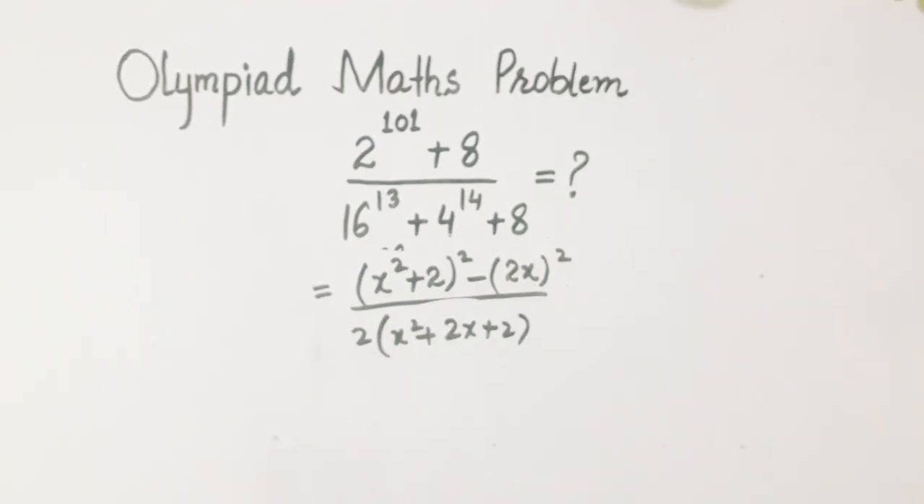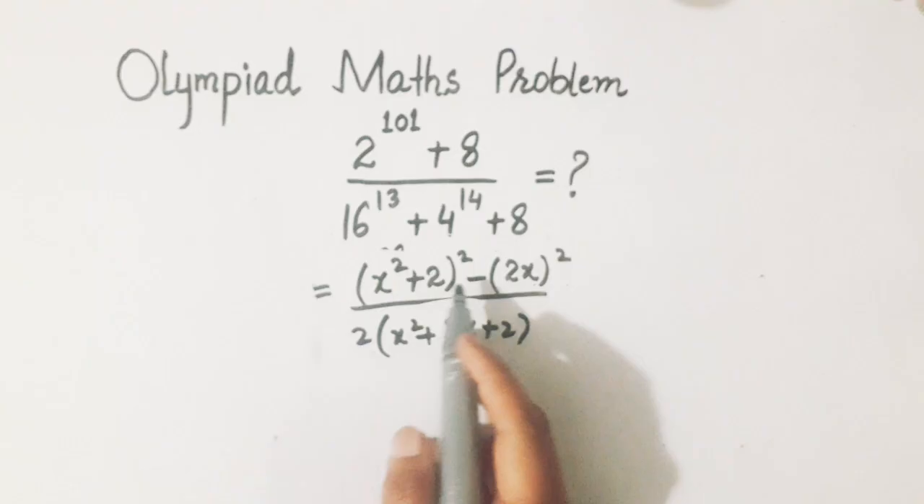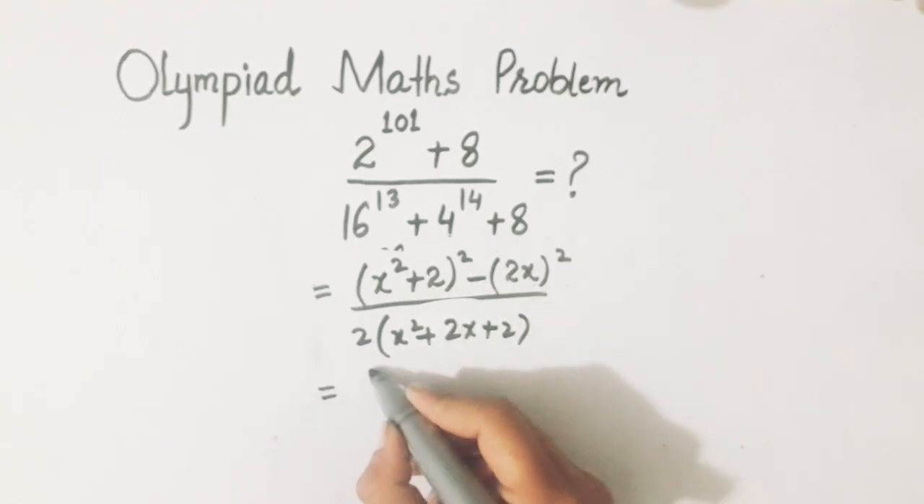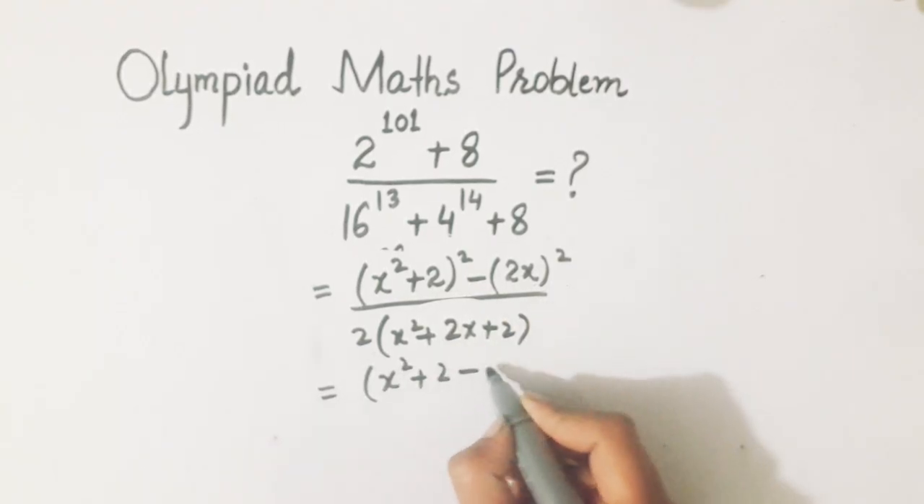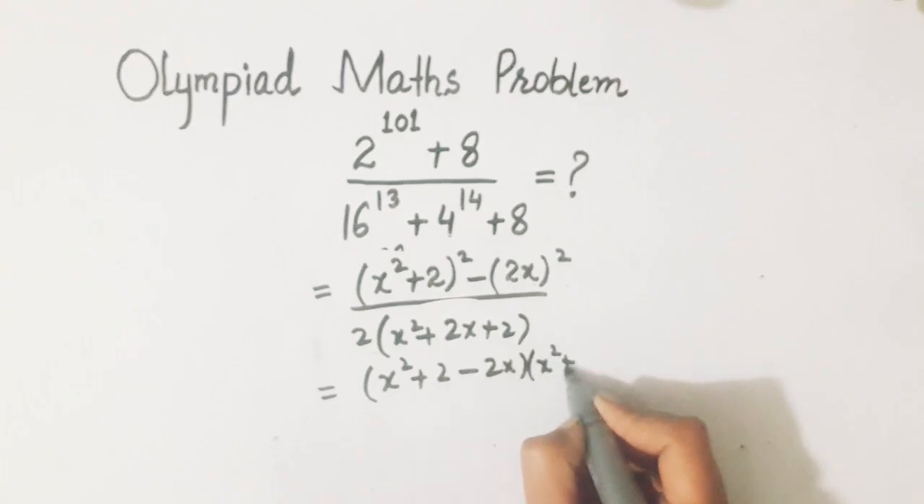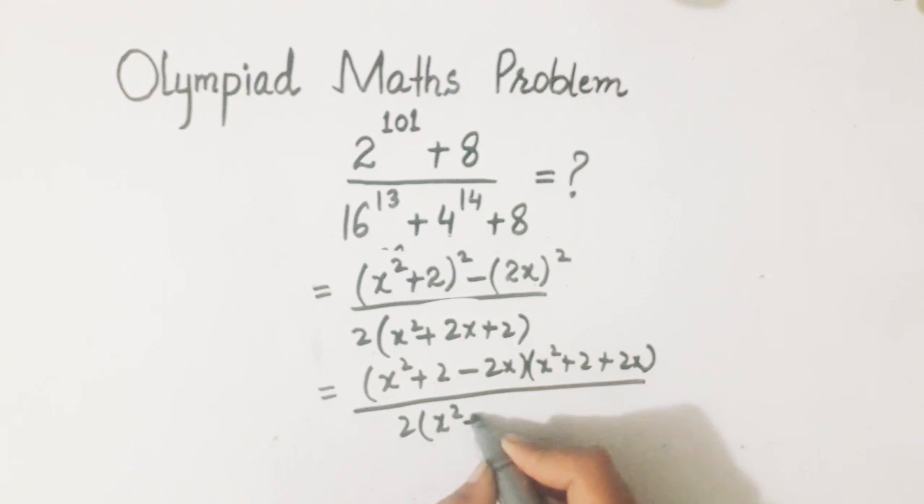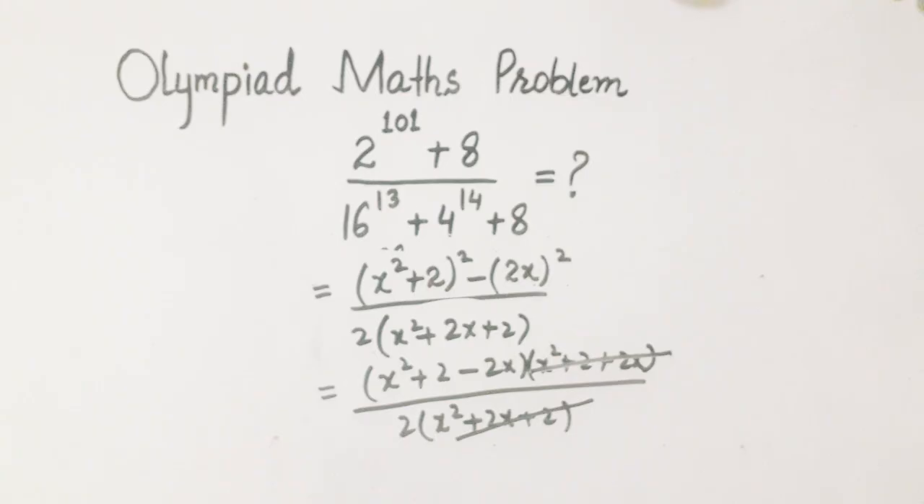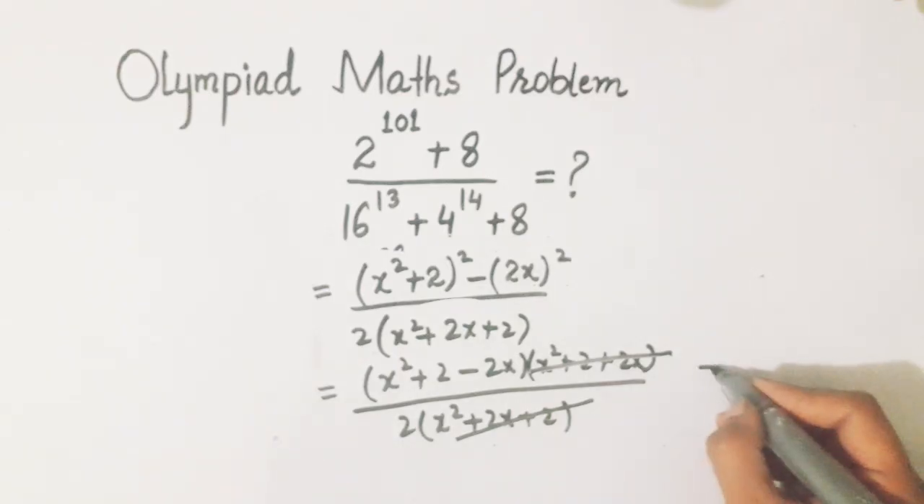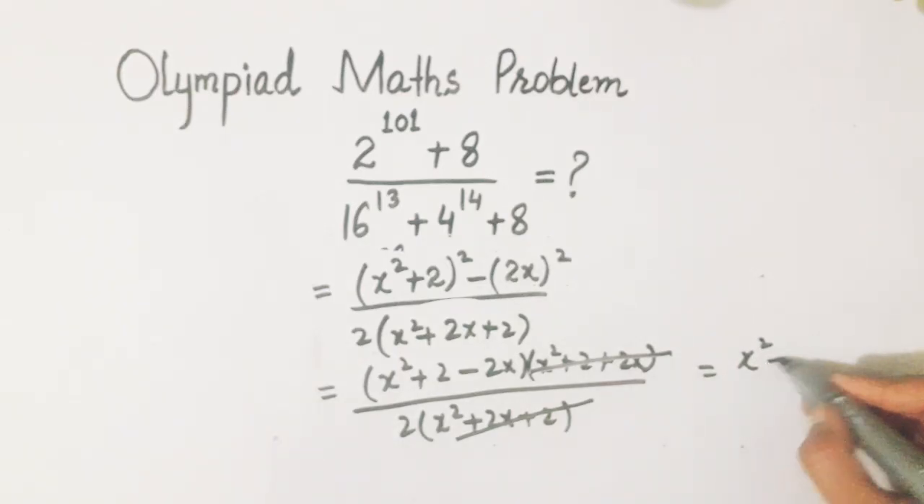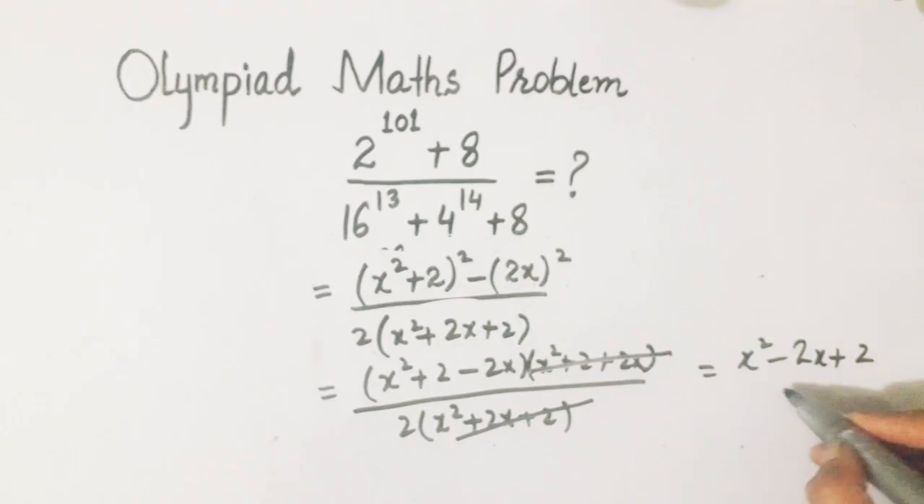So we will apply the formula of a square minus b square here. We get (x square plus 2 minus 2x) times (x square plus 2 plus 2x), and in the denominator we have 2 into (x square plus 2x plus 2). That means this term and this term cancel out and the remaining value is (x square minus 2x plus 2) divided by 2. So this is the remaining value.